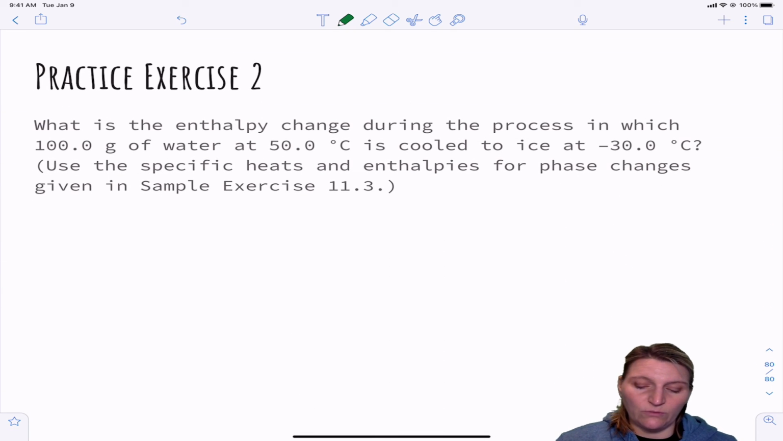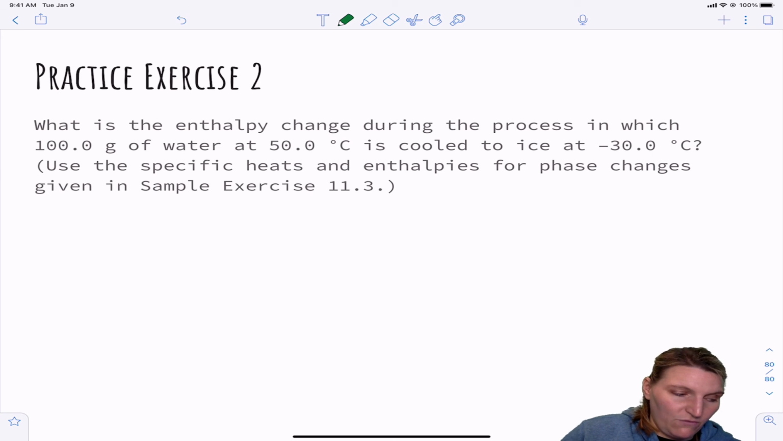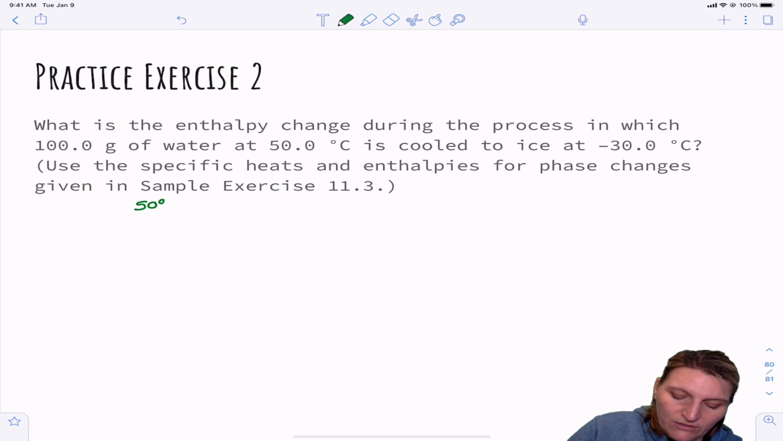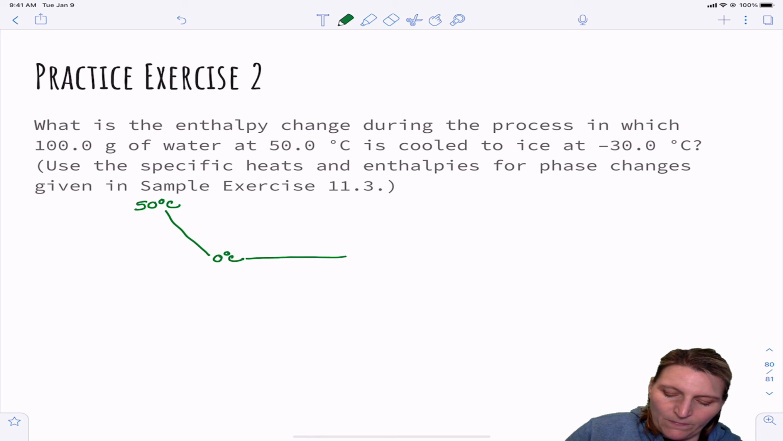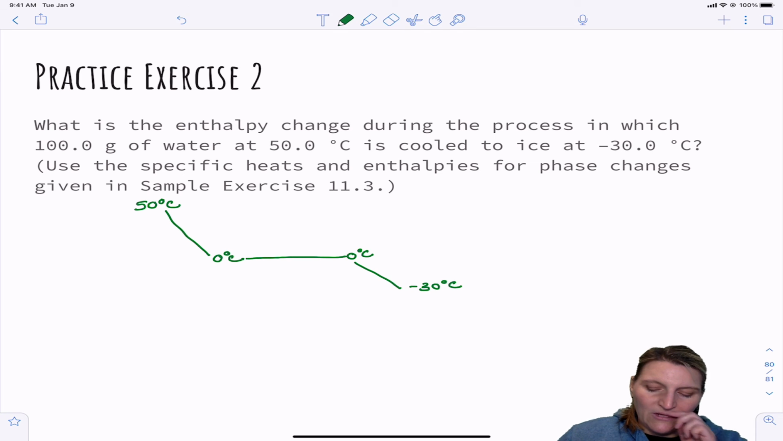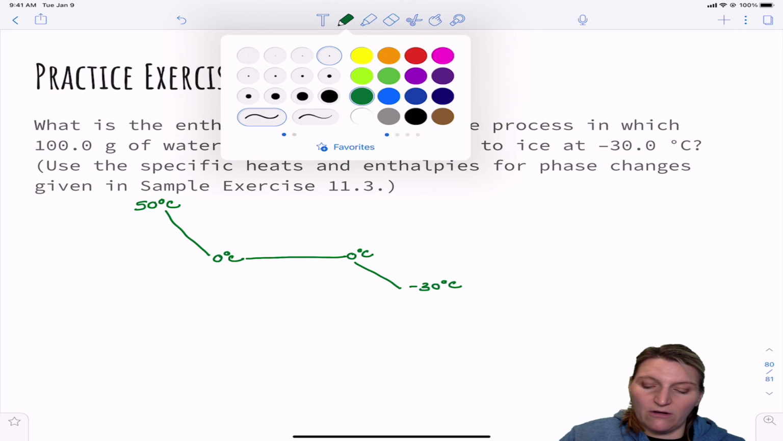Practice exercise 2 is very similar to the one that we did earlier. What is the enthalpy change during the process in which 100 grams of water at 50 degrees Celsius is cooled to ice at negative 30 degrees Celsius? So you're going to have to do 3 different calculations here, right? If you think about it, we're starting at 50 degrees Celsius, so we're going to need to cool it down to 0 degrees Celsius and then freeze it to ice at 0 degrees Celsius, and then cool that down to ice at negative 30 degrees Celsius. So there's 3 different changes that are going on here.